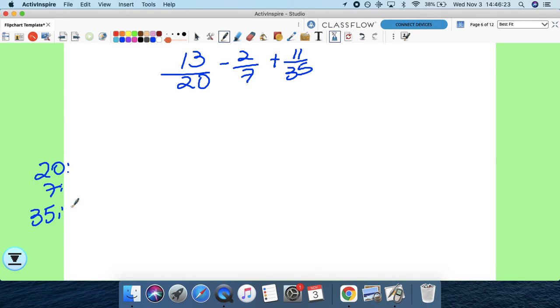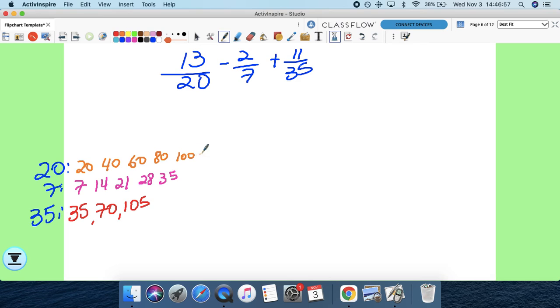So 35 times 1 is 35. 35 times 2 is 70. 35 times 3, 105. Let's stop there. 7 times 1, 7 times 2, 7 times 3, 7 times 4, 7 times 5. Oh, there's a 35 there. Is that going to work? Let's see. 20 times 1, 20 times 2. That's not going to work. So let's go more. 20 times 3. No. 20 times 4, times 5, times 6, times 7.